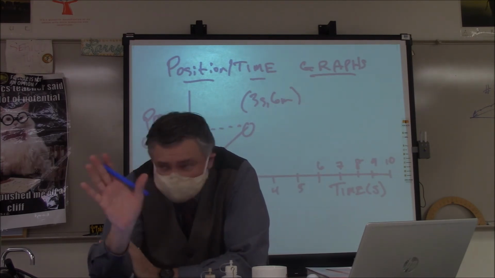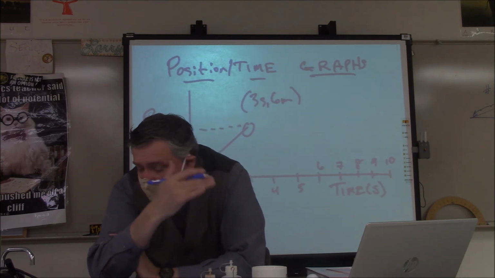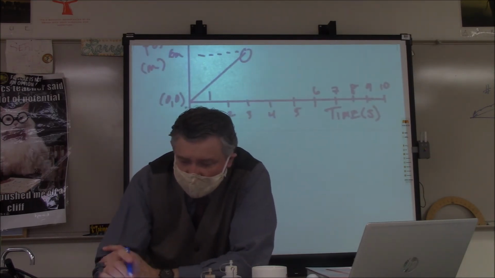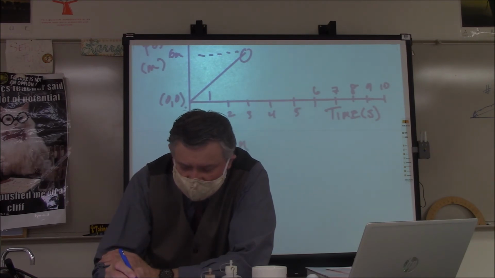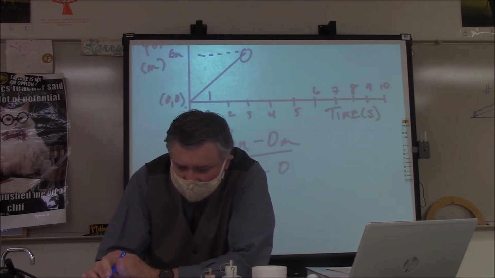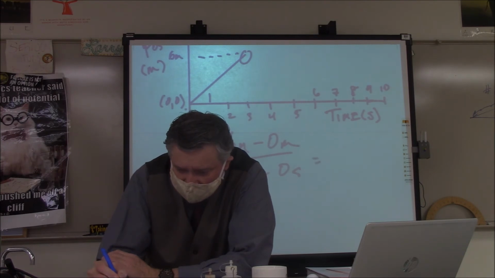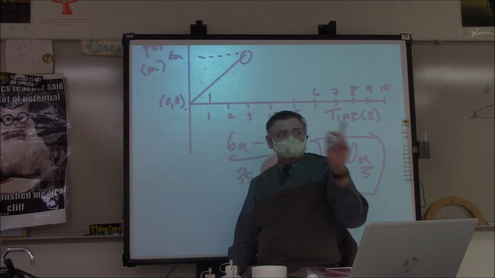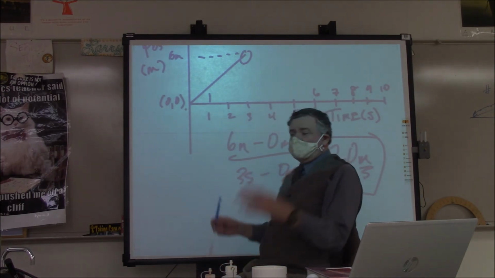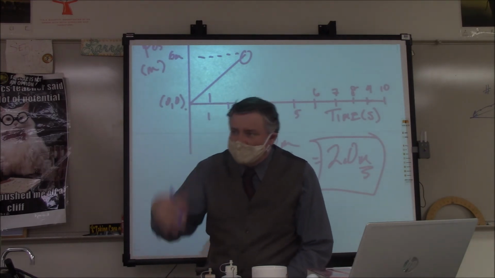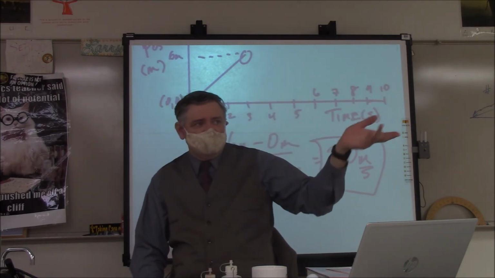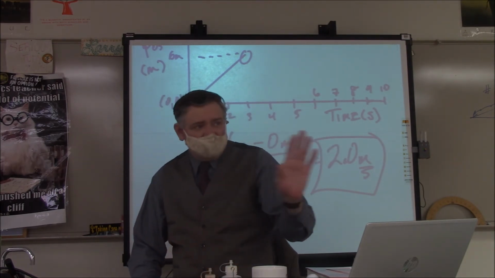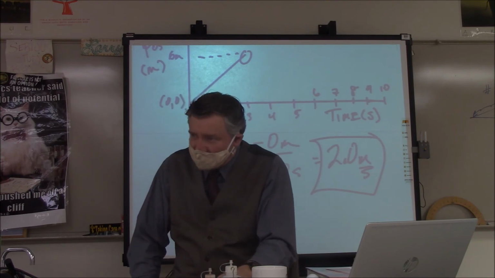So if you were to just look at this in a math class, and I said, hey, we're going to find the slope of this line, I'm going to take 6 meters minus 0 meters divided by 3 seconds minus 0, and I would get 2 meters per second. Okay? Now, here's the deal. If you're in a math class, you can just say, oh, the slope of this line is 2. 6 minus 0 over 3 minus 0, and you can just say, oh, the slope is 2. And in math classes, you can do that.